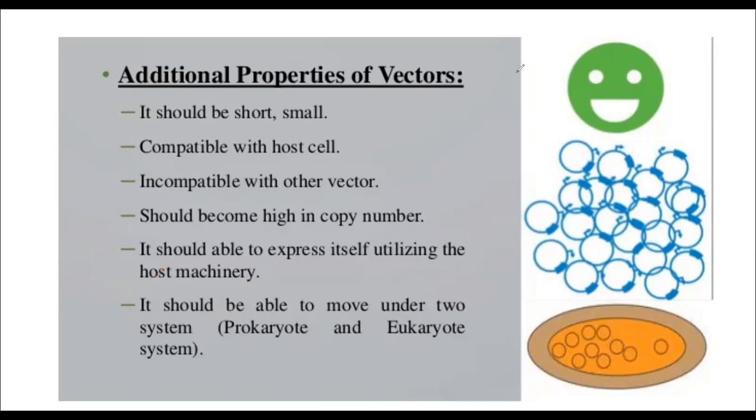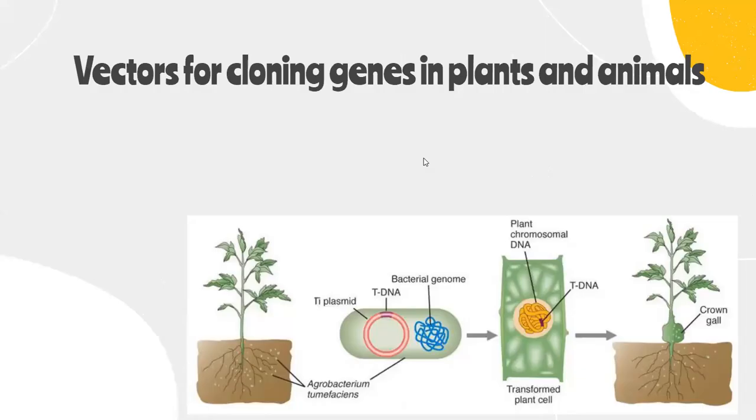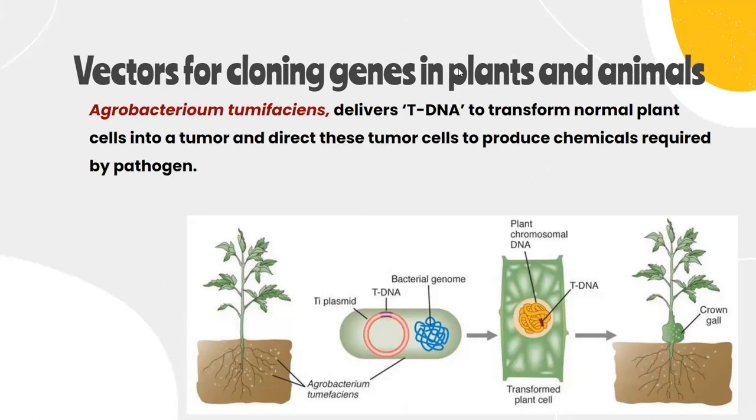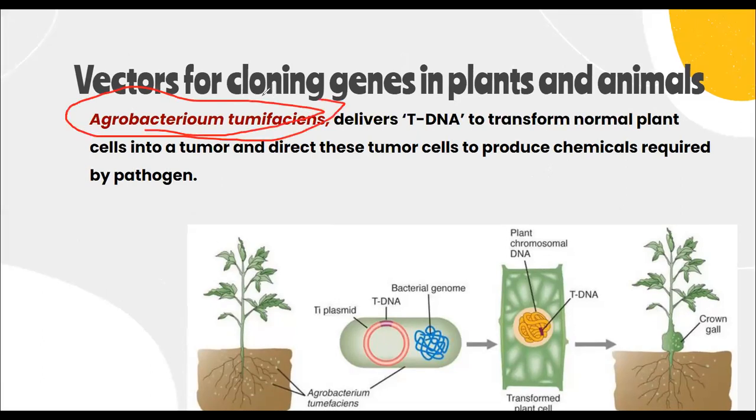Okay. Two examples that we can see in the coming picture are commonly used in plants and animals. Agrobacterium tumefaciens is a very common and very important host cell. This bacterium is basically a soil bacterium, and it is very good at carrying the tDNA, transfer DNA, to transform normal plant cells into tumor cells and direct these tumor cells to produce chemicals required by the pathogen.